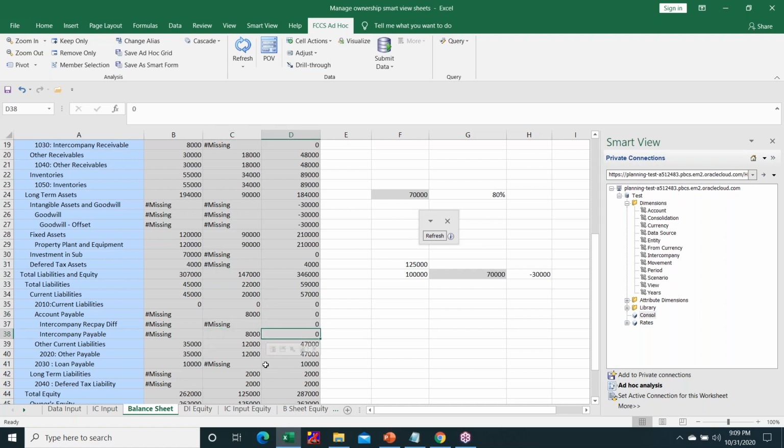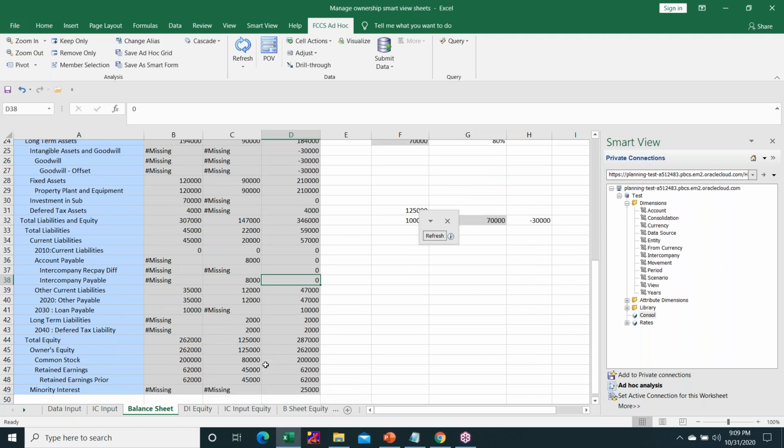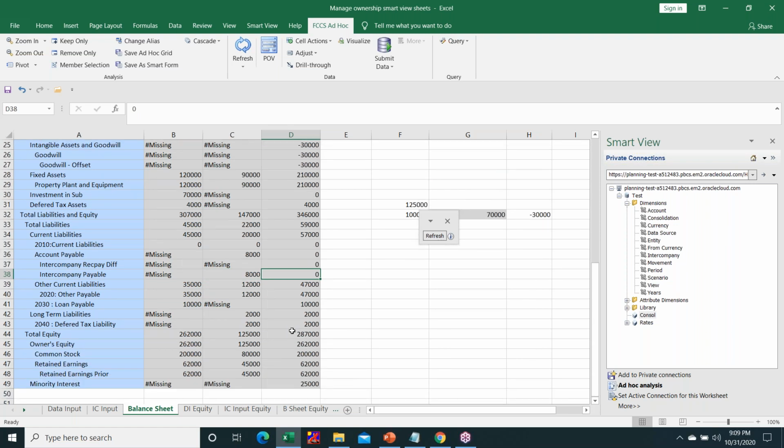The other payable is simply addition. The deferred tax liability is all simple addition. Now you see that on the total equity side, you are finding the common stock at the consolidated level, that is of the parent company. Similarly for the retained earning prior, that is 62,000. So at the consolidated level, we are getting the retained earning prior number of only the parent company.